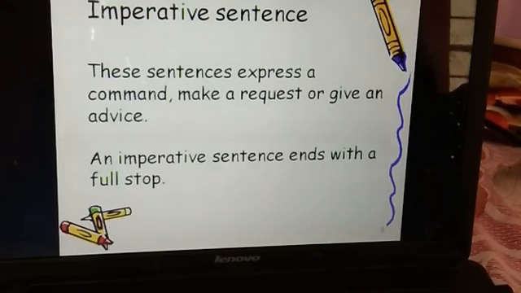These sentences express a command. So when you are ordering someone, when you are commanding someone, or when you are making a request or giving advice or suggestion. An imperative sentence ends with a full stop.